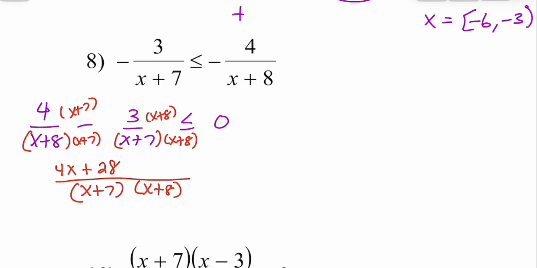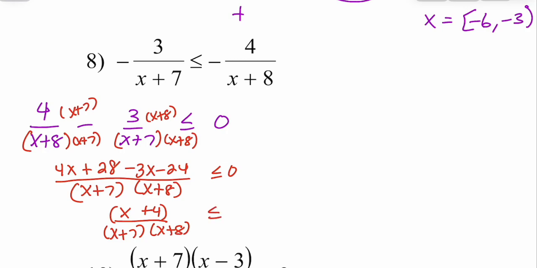Now, be careful here. This is really negative 3 times x plus 8. So let's take the negative 3 and distribute that. And we get negative 3x minus 24. Now, if you combine up the like stuff on top and make that prettier, we get x plus 4. Now, x plus 4 is great because it's not factorable. Just put it in parentheses. And now it's ready to go.